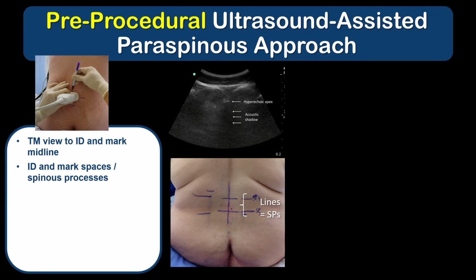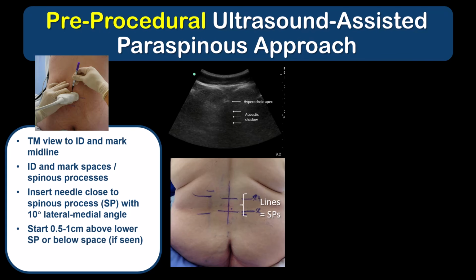I then perform the procedure as I would have done with a landmark-guided approach, inserting the needle no more than 0.5 to 1 centimeter lateral to the spinous process or the midline marked on the skin, and 0.5 to 1 centimeter caudad to the line that marks the interspace I'm interested in, or if I haven't been able to see the space, then I mark it cranial to the line marking the lower spinous process, as illustrated here.